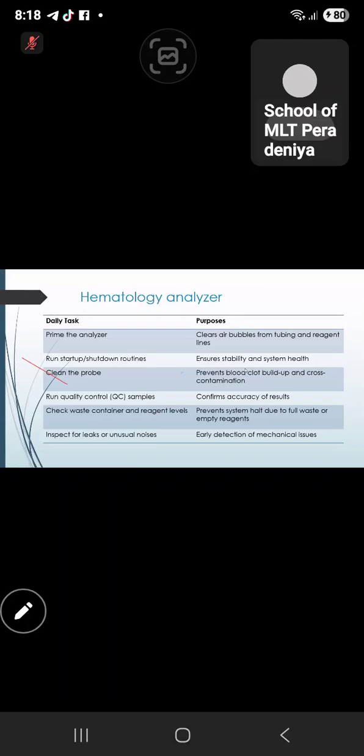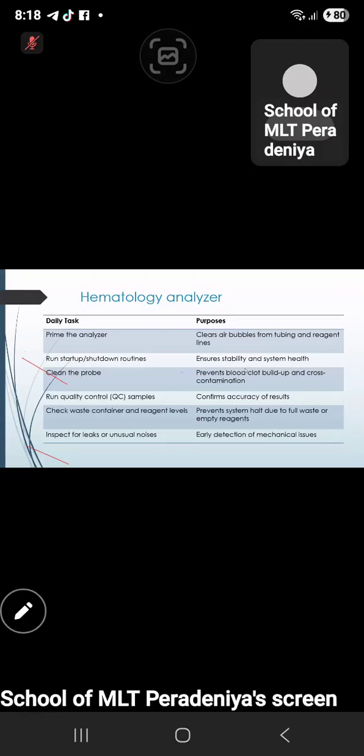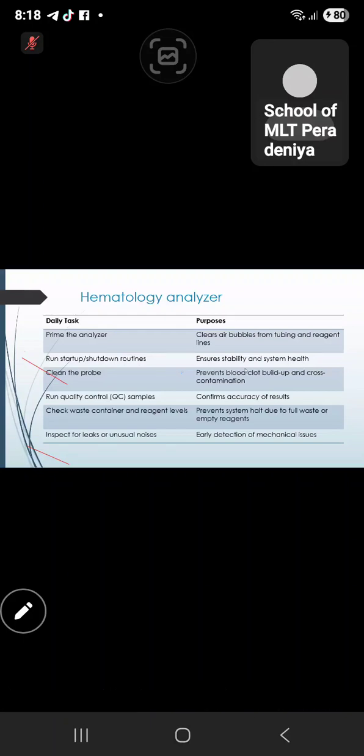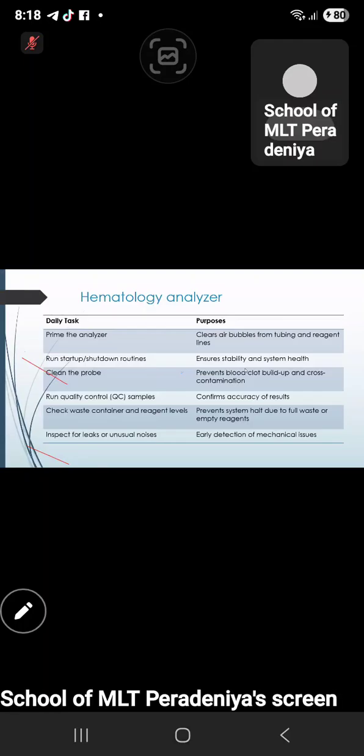And we have to run QC. That is important to ensure that accuracy is there, right? If anything went wrong, how can we detect it? We can detect it by QC. If QC is out of range, something is wrong, right? And as we discussed, we have to check the waste container as well as the reagent level. These two are very important.